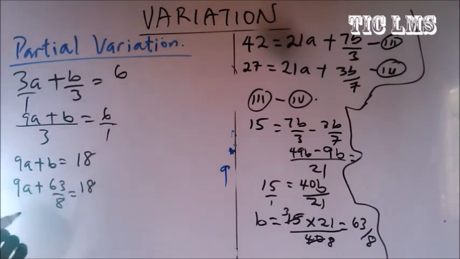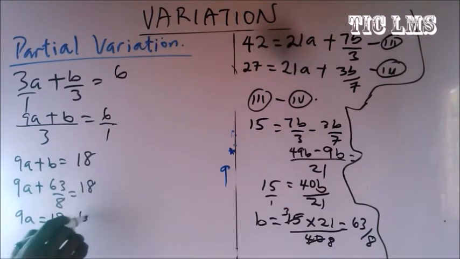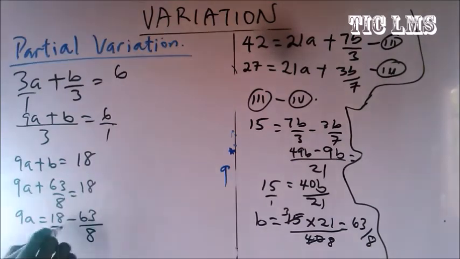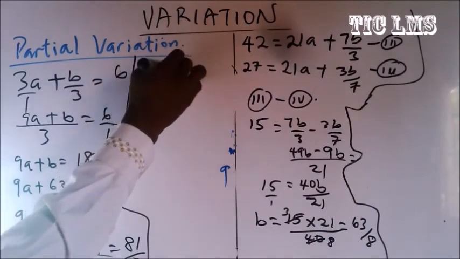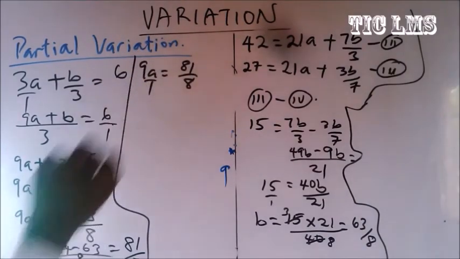So bring this over here. We have 9a equal to 18 minus 63 over 8. That's divided by 1. And we look for the LCM. The LCM here gives us 8. 1 into 8, so we have 144 minus 63. We have 81 over 8. So we are saying that 9a equal to 81 over 8.